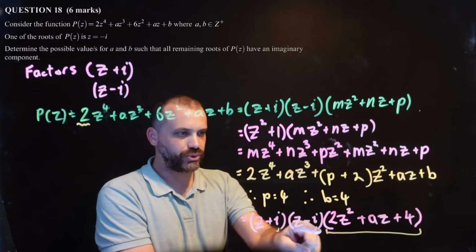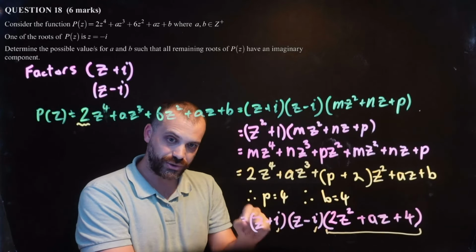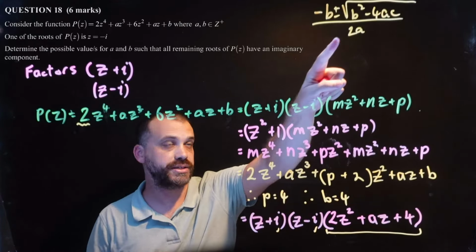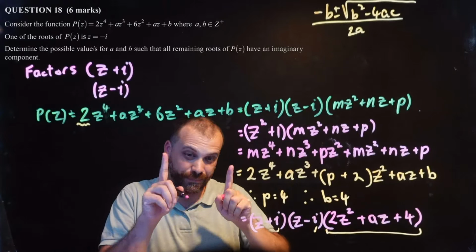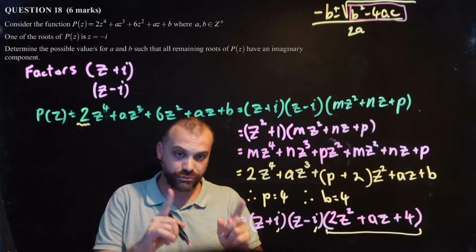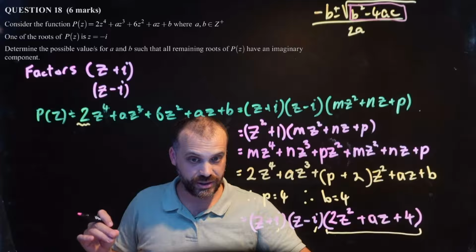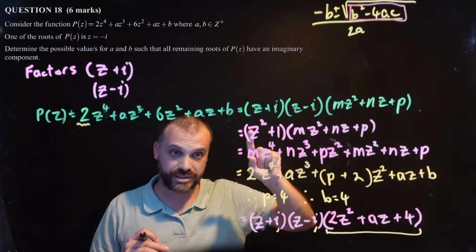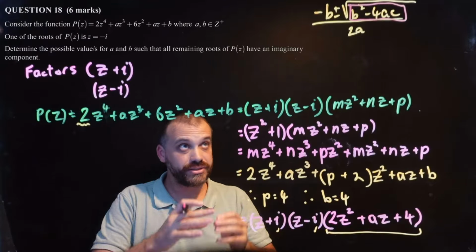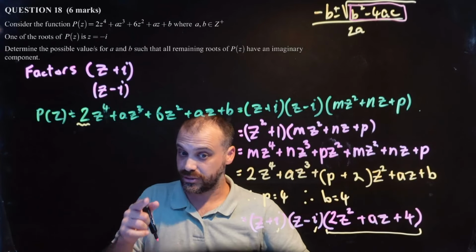So how can I make sure that this quadratic only has imaginary components? Well, we need to think about our quadratic formula. So there's our quadratic formula right there. And the part of our formula that we need is this piece here, the discriminant. So we need the discriminant to be less than 0. Because if the discriminant is less than 0, then the thing under the square root sign is going to be negative, and that means that the solutions to the quadratic are going to be imaginary. They're not going to be real.